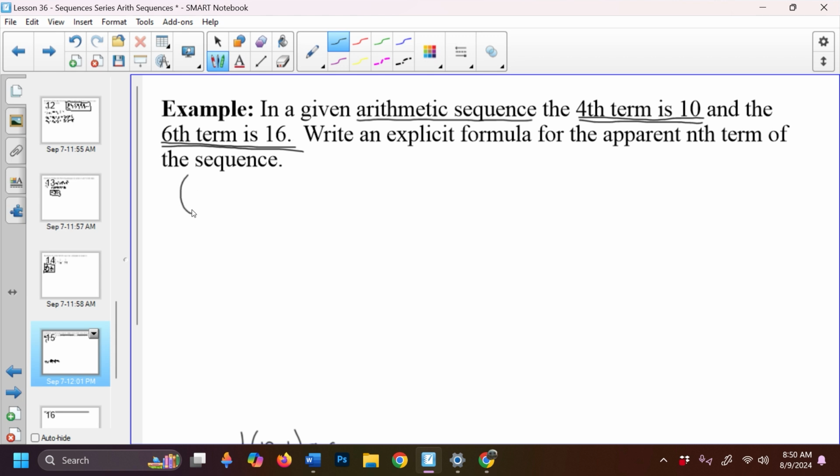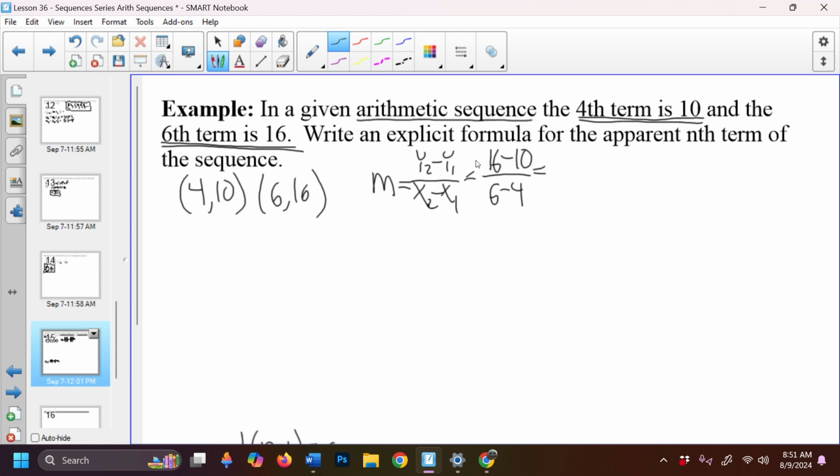Let's make a point. I got (4, 10) is one point. I have (6, 16) as a second point. I can find a linear equation for these values. If I find my slope, remember your slope is y2 minus y1 over x2 minus x1. And so I'll have 16 minus 10 all over 6 minus 4. That gives me 16 minus 10 is 6, 6 minus 4 is 2.